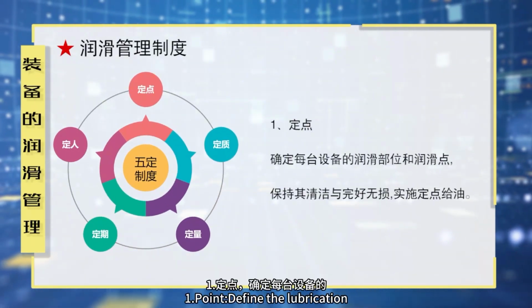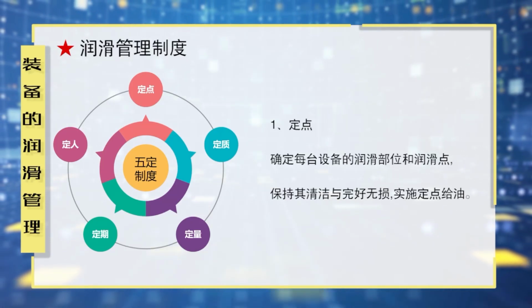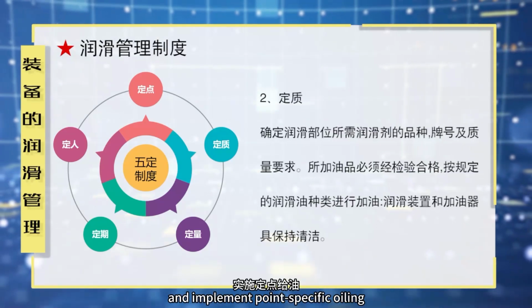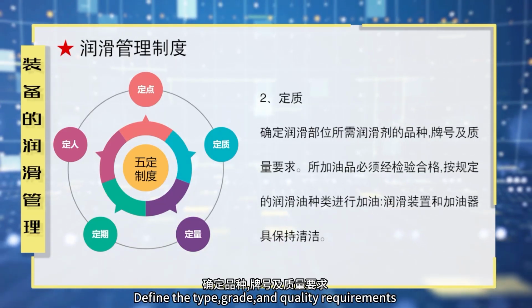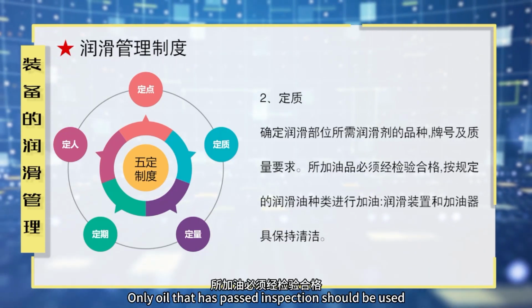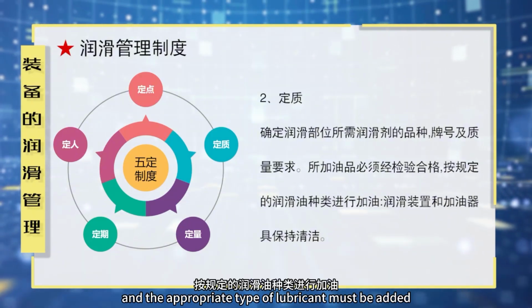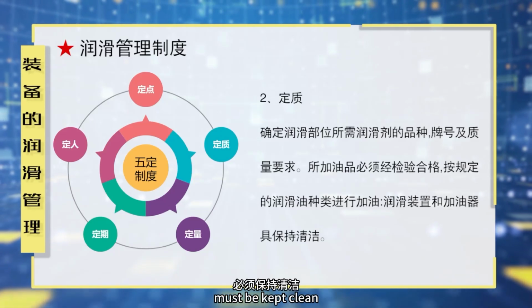First, point: define the lubrication points and positions for each piece of equipment. Ensure cleanliness and integrity, and implement point-specific oiling. Second, quality: define the type, grade, and quality requirements of lubricants for each lubrication point. Only oil that has passed inspection should be used, and the appropriate type of lubricant must be added. Lubricating devices and oiling equipment must be kept clean.